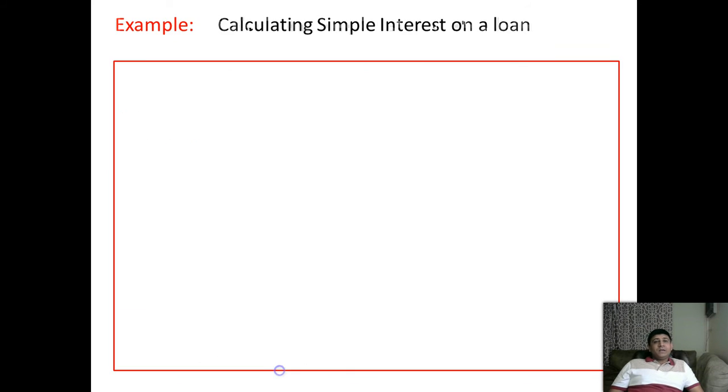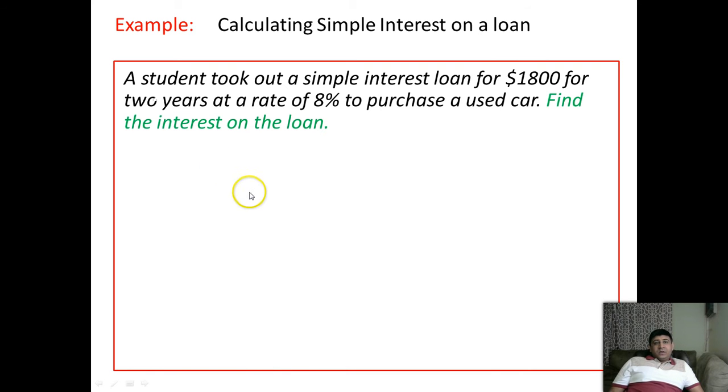Okay, let's look at one more. This is the same formula, but this time we'll apply it to calculate the interest on a loan. Suppose a student took out a loan of $1,800 for 2 years, at the rate of 8% per year, to purchase a used car. Again, find the interest on this loan. So this time P is 1,800, T is 2 years, and R is equal to 0.08.